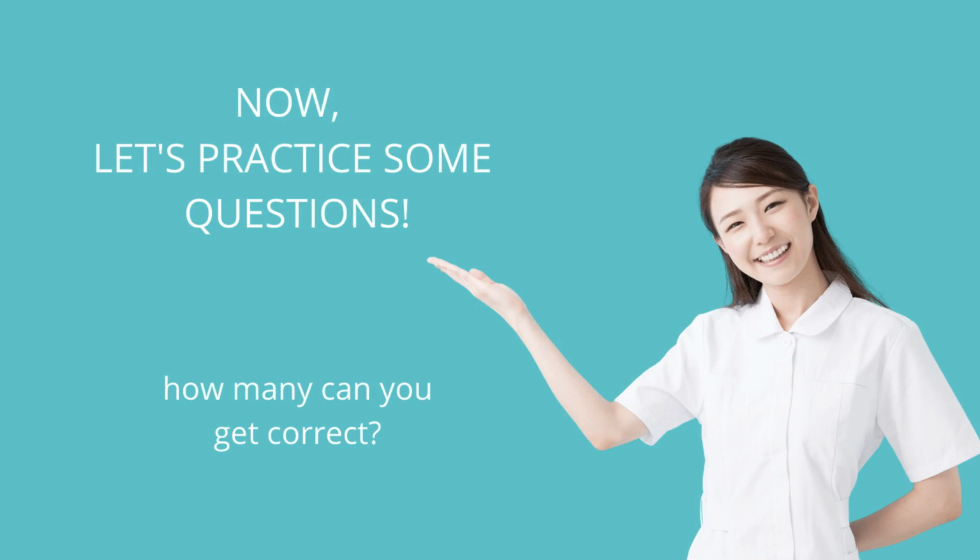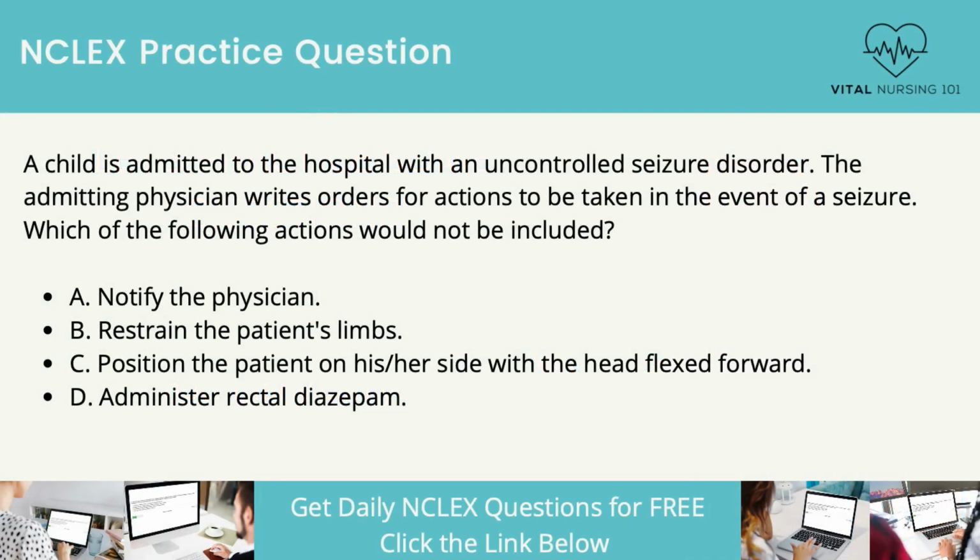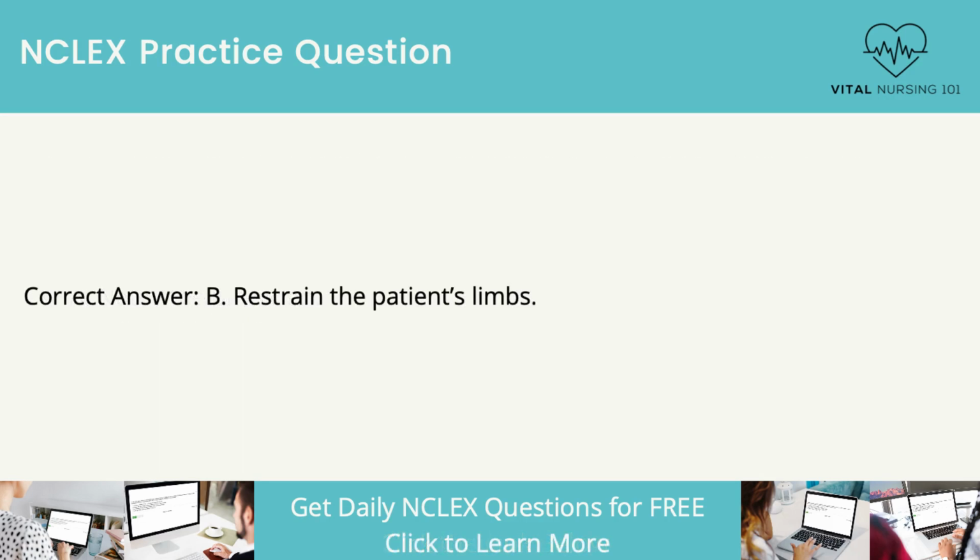Now let's begin. Starting with question 1. A child is admitted to the hospital with an uncontrolled seizure disorder. The admitting physician writes orders for actions to be taken in the event of a seizure. Which of the following actions would not be included? Notify the physician. Restrain the patient's limbs. Position the patient on his/her side with the head flexed forward. Administer rectal diazepam. The correct answer is restrain the patient's limbs.